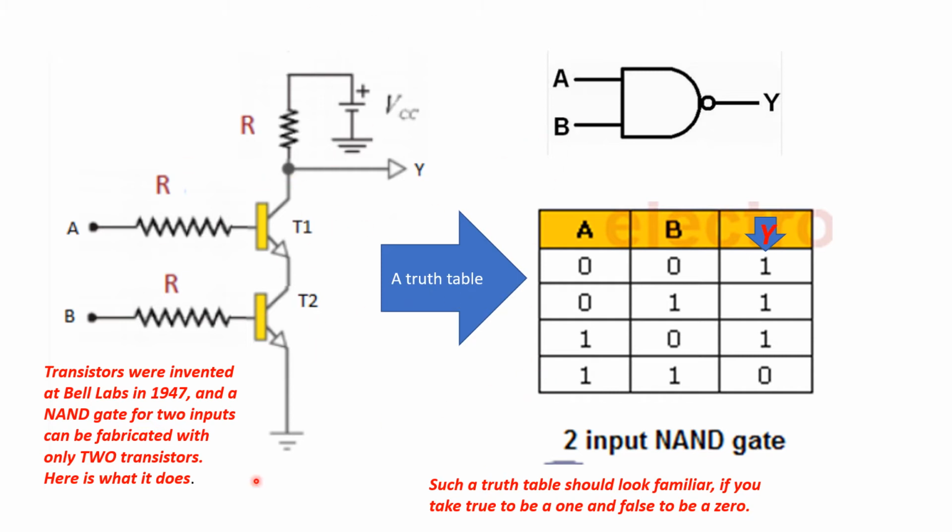This circuit is sometimes abbreviated looking like this. So this is what a NAND gate looks like with inputs A and B and produces output Y. So here's the output Y. So 1 and 1 gives you a 0 and so on and so forth. This characterizes a 2-input NAND gate. Now, such a truth table should look familiar to you if you take true to be a 1 and false to be a 0.